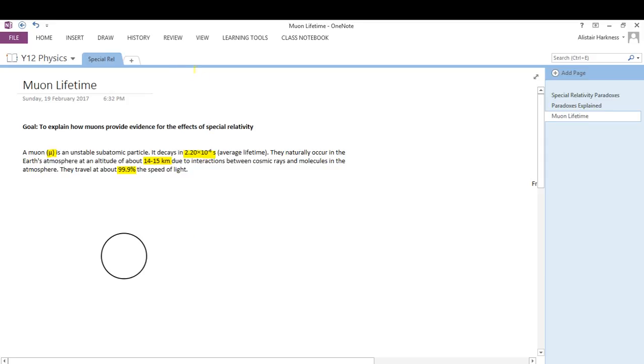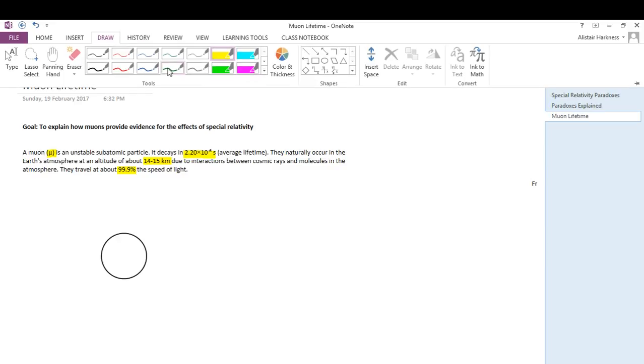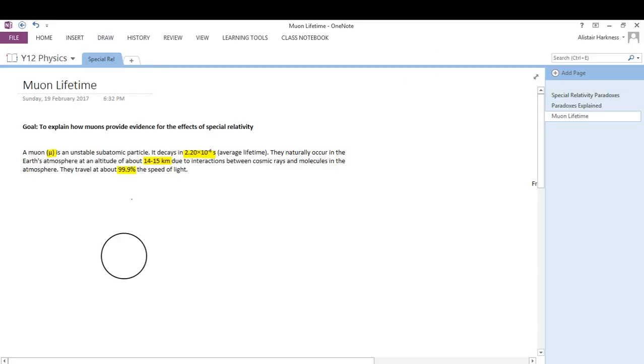So remember, we refer to proper time as being the time when two events occur in the same place. So it's the time interval between two events in a reference frame where those two events occur at the same position. So I'm just going to draw a really rough-looking muon, which will just be this sort of ball thing.